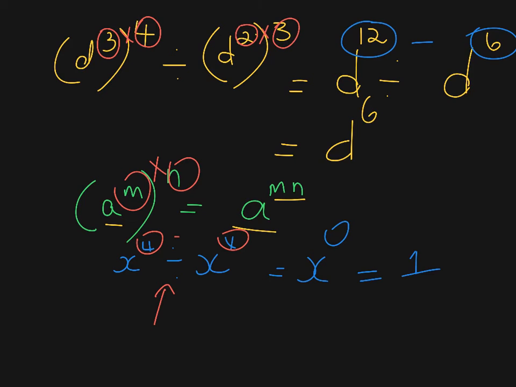Similarly, if we had 2 to the power of 2 divided by 2 to the power of 2, our base here is 2. We have 2 take 2 equals 0, so 2 to the power of 0 equals 1. Just to be clear, if 2 to the power of 0 equals 1, 2 to the power of 1 equals 2. Just to be clear for you.